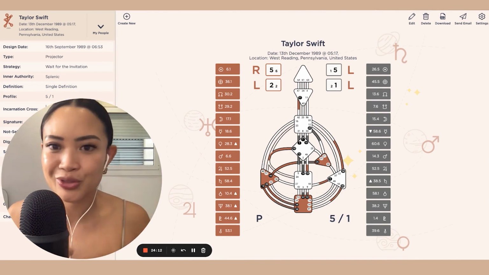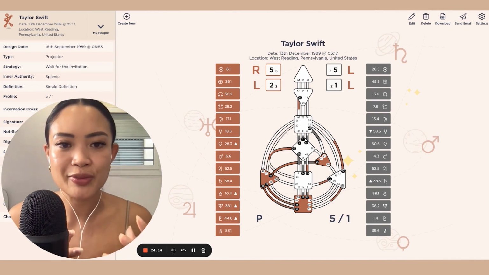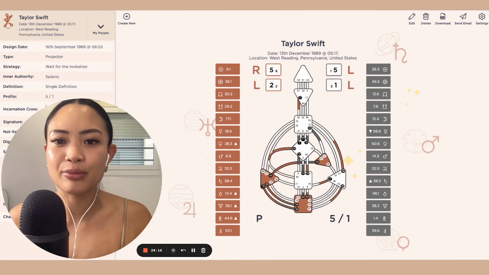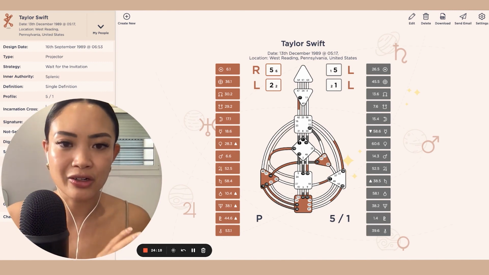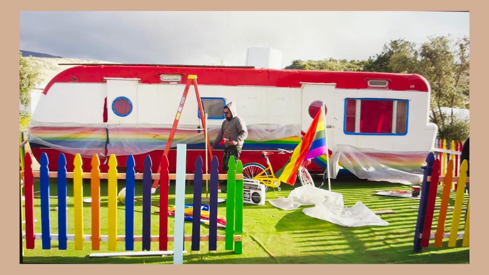And we can see that huge shift in her personal transformation in the moment that she decided to break free from that good girl persona and speak up for her beliefs, right?